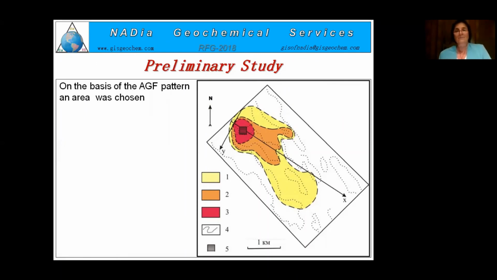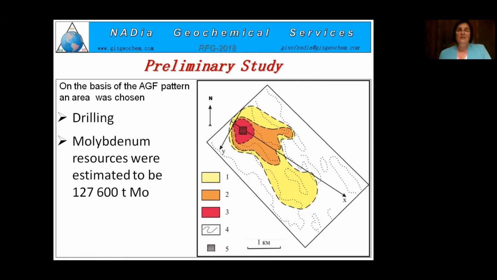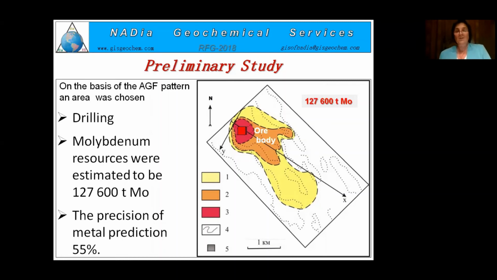Then a preliminary study was done on the basis of the anomalous geochemical field pattern defined previously. So as usual, drilling was involved at this stage, and molybdenum resources were estimated to be 127,600 tons of molybdenum. That was defined from drilling. And if you calculate the precision of the soil geochemical survey, in this case, it is 55%.